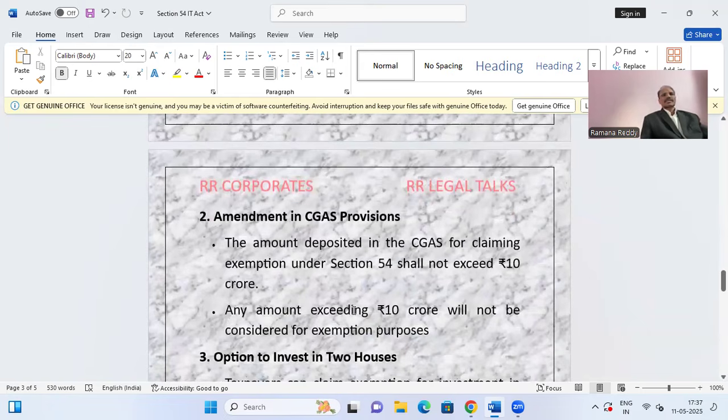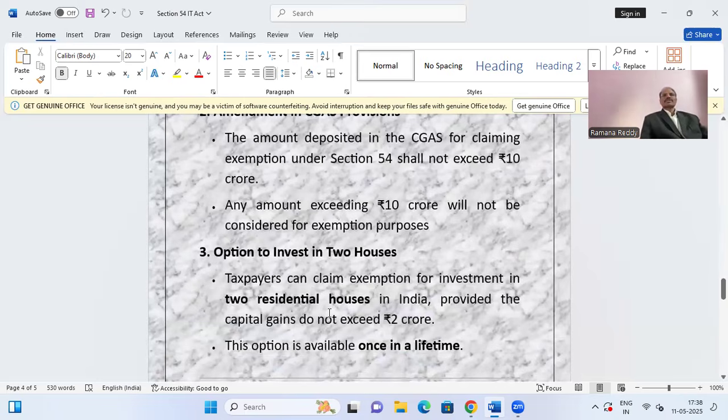Amendment in CGAS provision: the amount deposited in CGAS for claiming exemption under Section 54 shall not exceed 10 crore. So any amount exceeding 10 crore will not be considered for exemption purposes. Now, the option to invest in two houses. Taxpayers can claim exemption for investment in 2 residential houses in India, provided the capital gain does not exceed 2 crore. The option is available once in a lifetime.